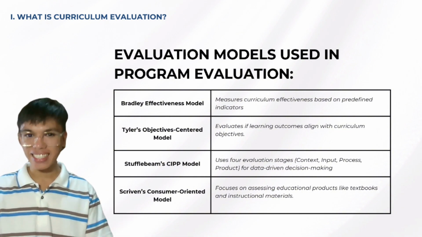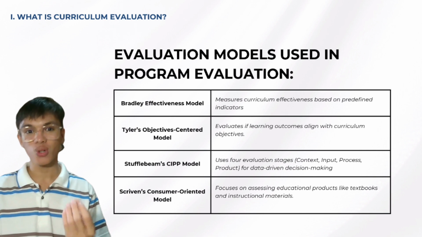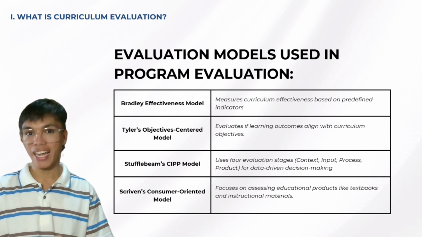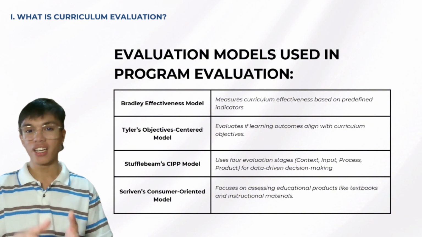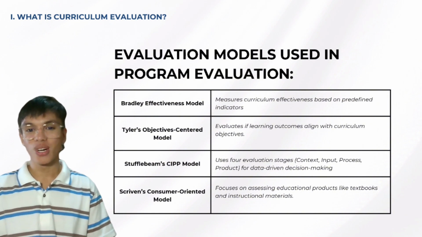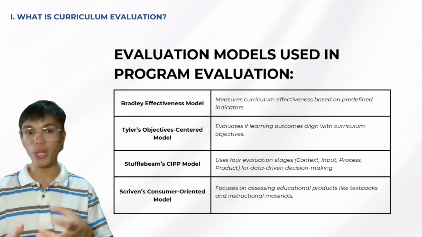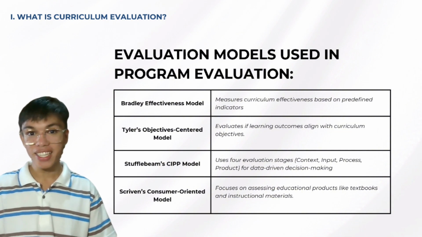And lastly, the last model used in program evaluation is Scriven's consumer-oriented model. It focuses on assessing educational products like textbooks and instructional materials. So these four models used in program evaluation will be thoroughly discussed by the next presenters, okay?